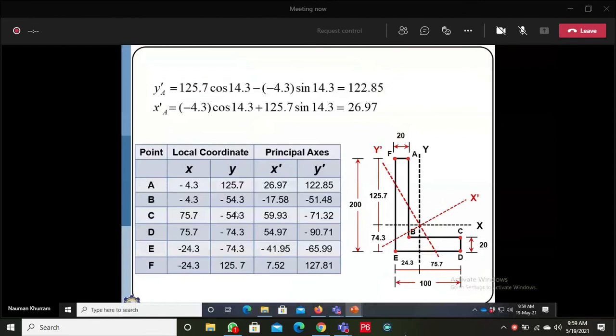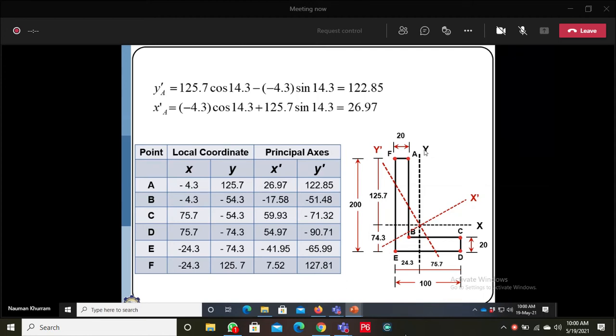For example, here, because I want to compute the stresses at all points A, B, C, D, E and F, I have made a table. In this table, first of all, I need to write down the coordinates of all points with respect to the centroidal axis. Then I will explain how we can convert these to coordinates with respect to the principal axis. So first of all, you need to write down the coordinates of all points with their quadrant sign.